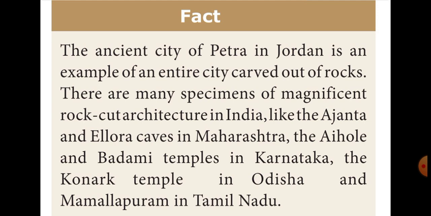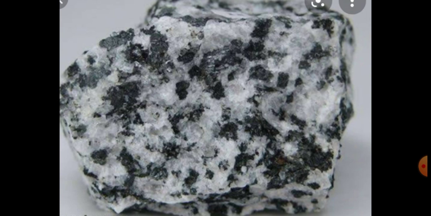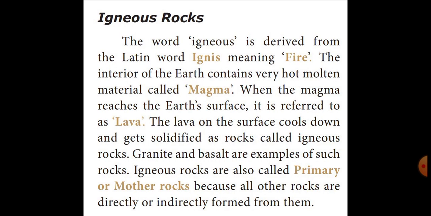Okay. Then we learned about, one by one, the types of rocks. The first we learned is igneous rocks. The word igneous is derived from a word. What is the meaning of igneous? Very good. Fire. Igneous means fire. Then how are igneous rocks formed? When the magma reaches the earth's surface, it is referred to as lava. That lava cools down and later gets solidified as rocks. That is called igneous rocks.